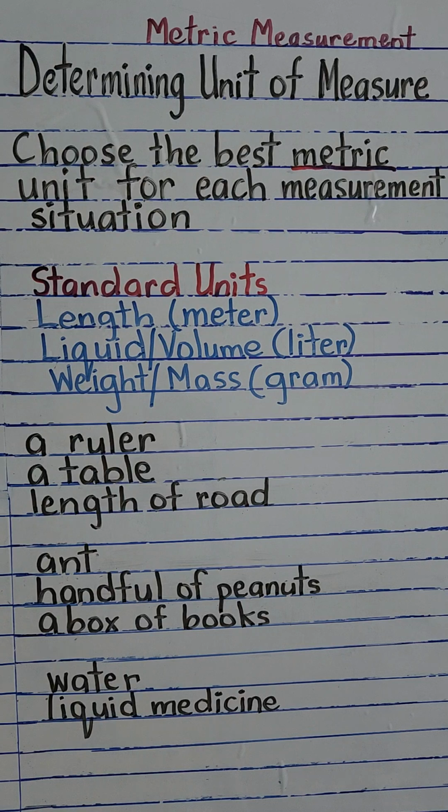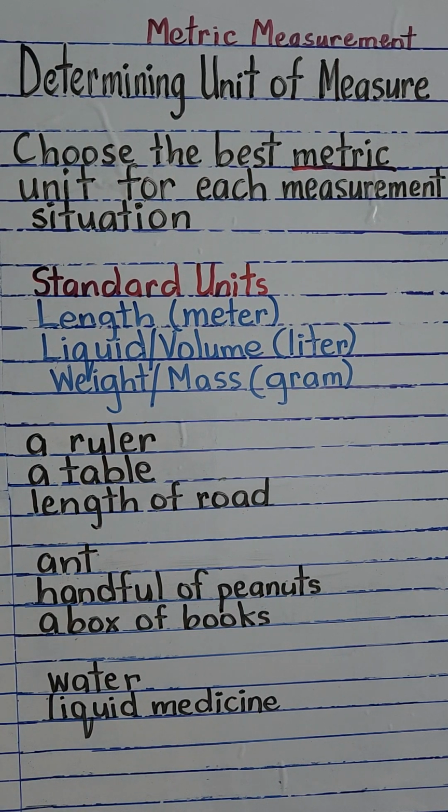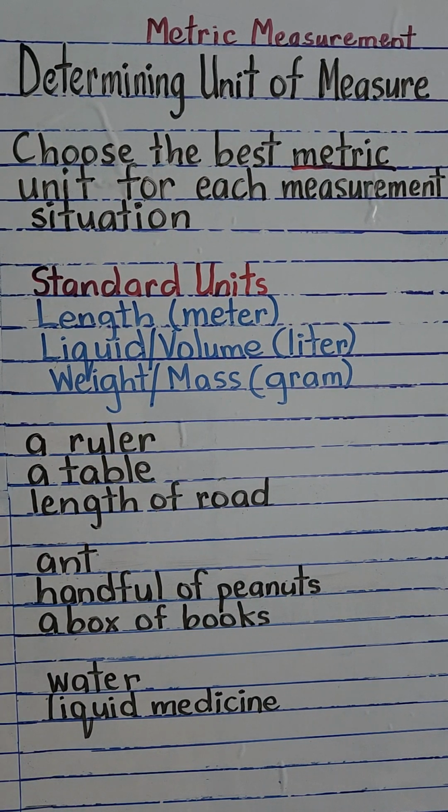But before we jump right into that, let's remind ourselves of the standard metric units. The standard unit for length is meter. We have smaller units like decimeter, centimeter, and millimeter. And we also have a larger unit, which is a kilometer.